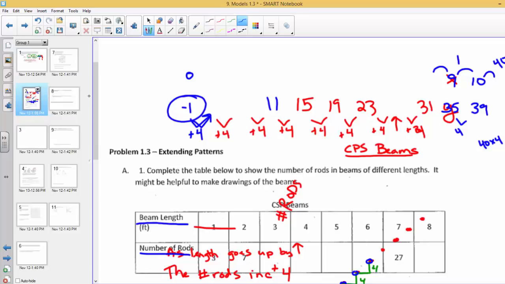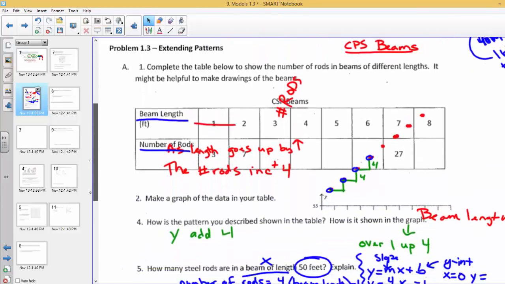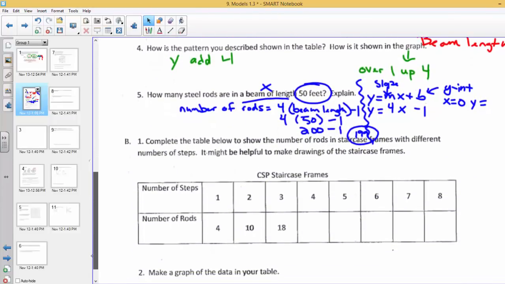So 40 times 4 is 160, and you have to add that to the 39 to get 199. So the answers match up.